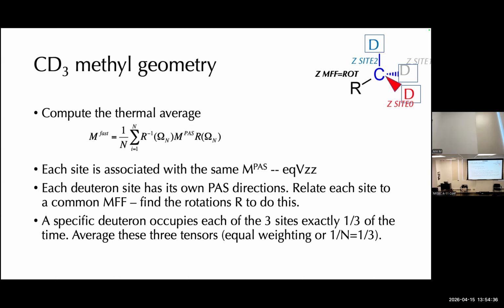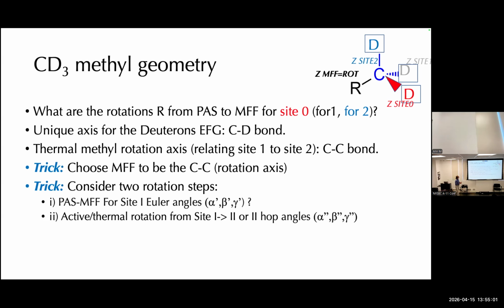Yeah, you want to put them all in this rotor frame. Yeah, that's what I want to do too. So a specific neuron occupies each of the 3 sites equally, so we want an expression for each of these, but we need to rotate all 3 of them onto this beam. That's going to be our molecular fixed frame, the rotor frame. But you could pick something else, and I don't know if you would be as lucky. We'll see. So what are the rotations?